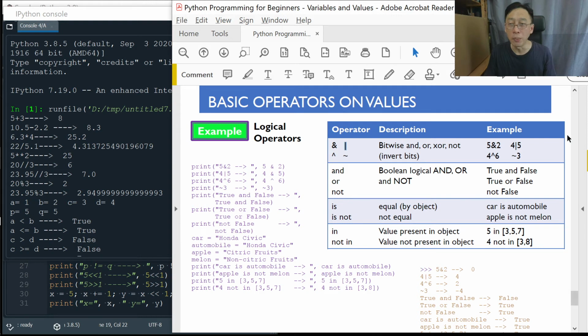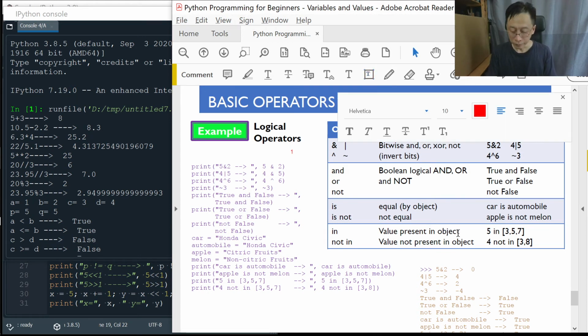So bitwise means they operate on the binary version of integers. So 5 has a binary value of 101. So 2 has a binary value of 010. So when you ampersand them bitwise, it means that 1 is to be ANDed with 0, 0 is to be ANDed with 1, and 1 is to be ANDed with 0. So we end up with 000. So that means 5 ampersand 2 will get 0.